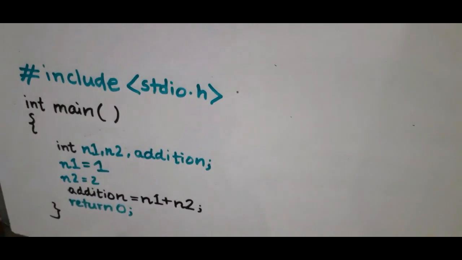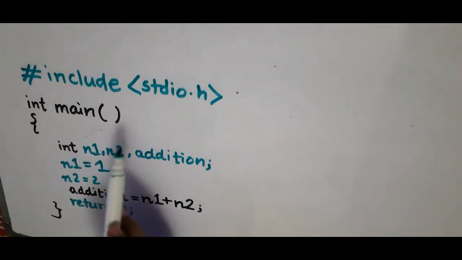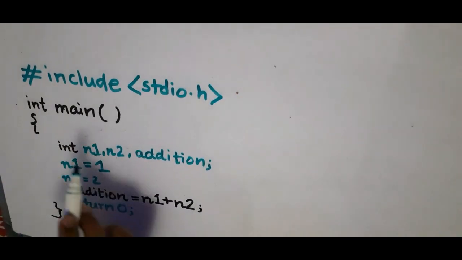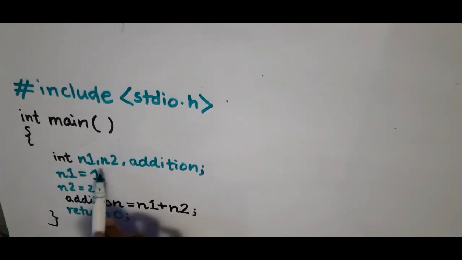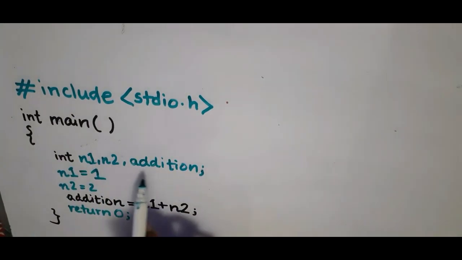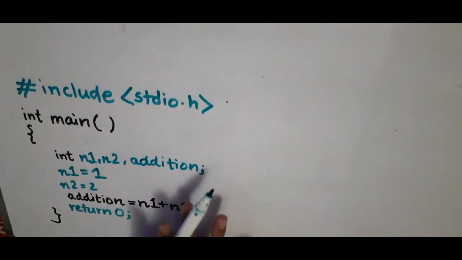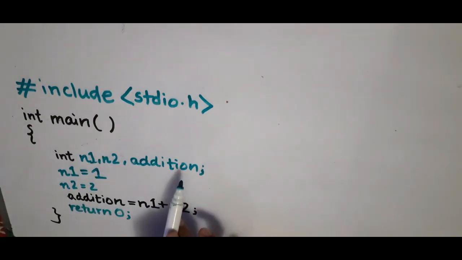So in this example, this is the example I was talking about previously. In this coding problem, as you can see, this is a basic coding problem where inside the main function we have two variables, n1 and n2, and there is one additional variable called addition. Instead of writing addition, I can also write result. So in total there are three variables, n1, n2 and n3.